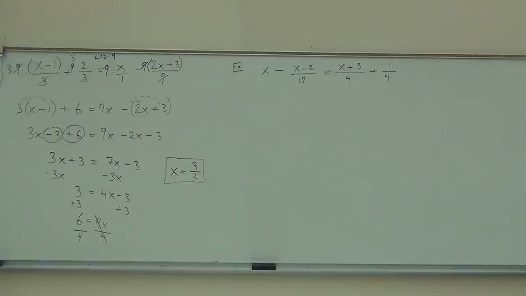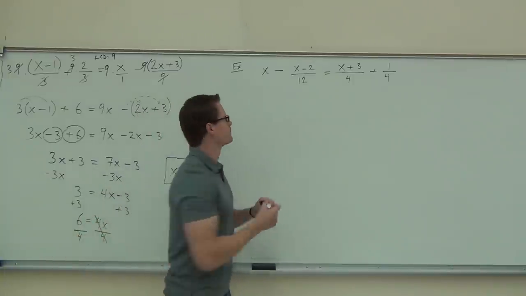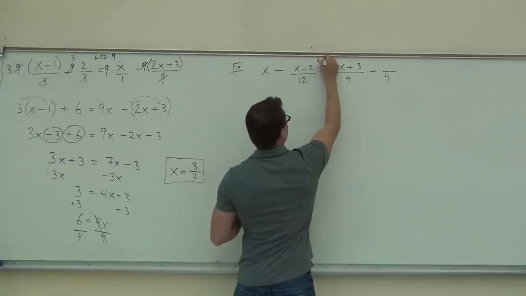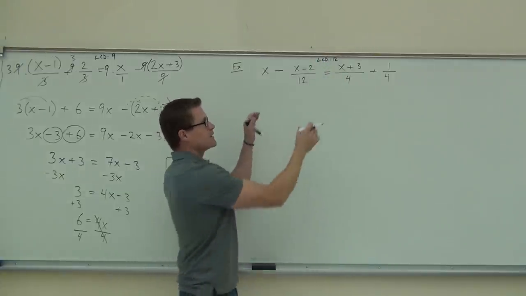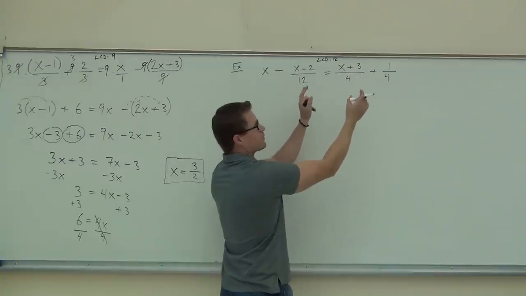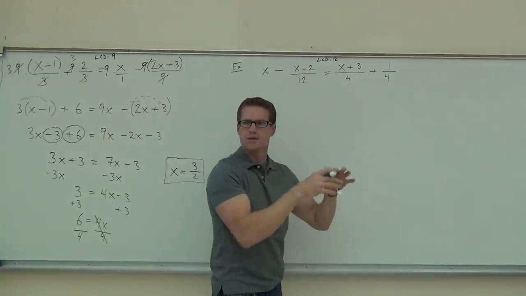Good, lots of good work. Hopefully you found your LCD and used that to get rid of your fractions. That would be a good start. Hey, by the way, what is your LCD in this case? Awesome. So when we go through, I don't really need to see the multiplying each side, but I want to see multiplying each term because that does mean both sides. So as long as you're doing that, you're fine.